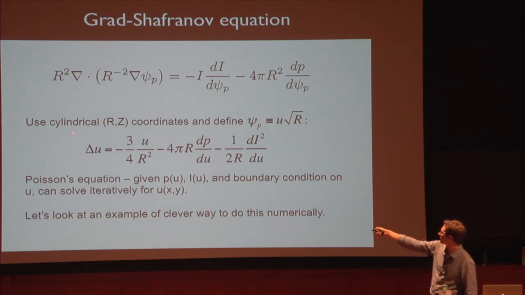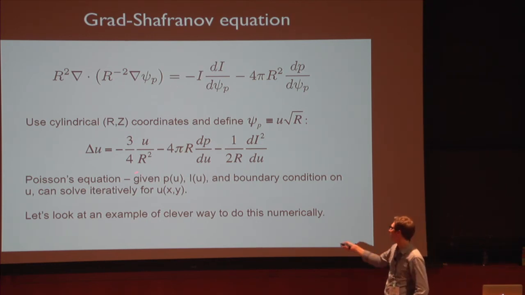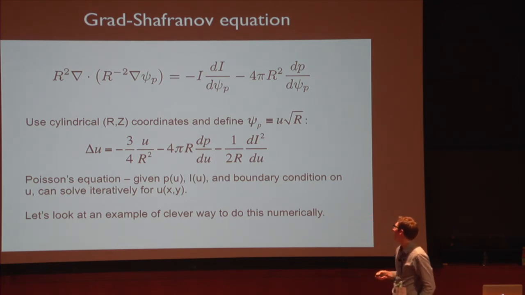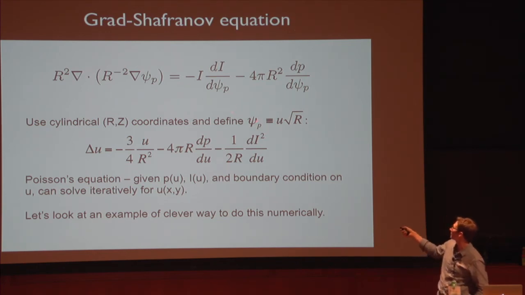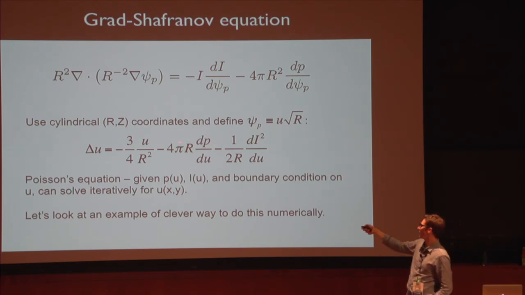So first of all, let's do a little manipulation. I'll tell you why this is particularly funny. We can write this, for instance, in cylindrical coordinates, where r is the major radius of the torus, and z is the axis of symmetry, so it's the vertical direction. When you make this substitution, instead of using the poloidal flux, I use some function u here. This makes this thing look a bit nicer. And so what we have is a Laplacian of u equal to some stuff on the right-hand side, okay? So this is a Poisson equation.